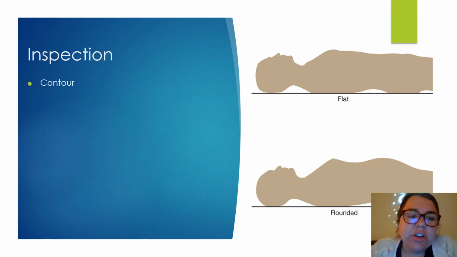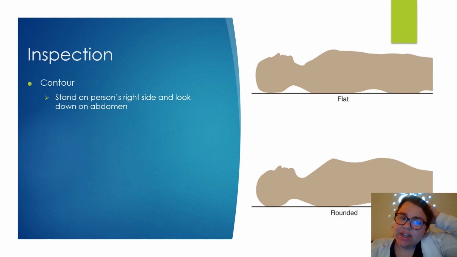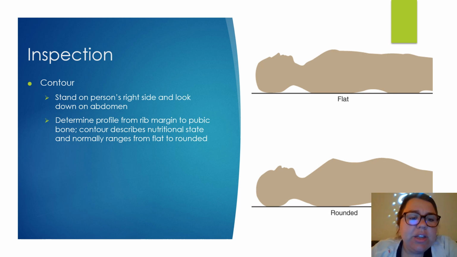Okay, so we're looking at their contour. What does their abdomen look like? You're going to stand on the right side and just look down. And you can also do this while you're walking into the room. But then when you're in the room, just stand on that right side and look down while you're getting them all ready. You're going to determine the profile.